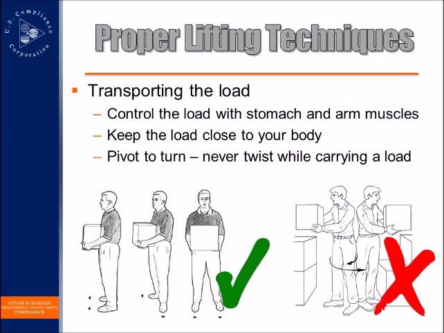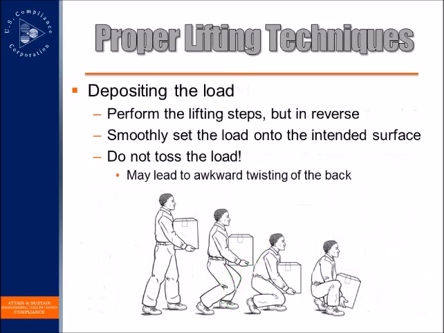So as far as depositing the load is concerned, we're basically reversing our lifting steps. So what we want to do is we want to bend at the knees. We want to smoothly set the load onto the intended surface, making sure you're not tossing the load, because this can cause some awkward twisting of the back, which could be that event that winds up causing that sprain, that strain, that herniation, which we're trying to avoid.